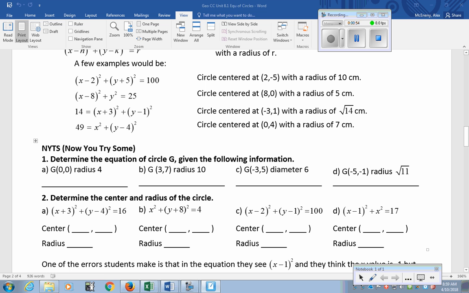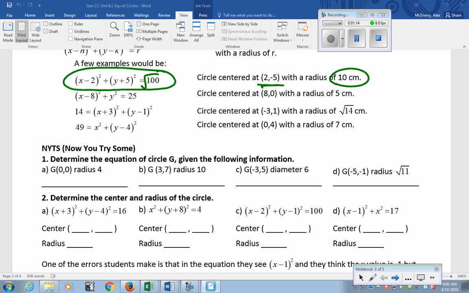For the first example here, you'll see that there's a relationship between the numbers next to x and y and where the circle is centered. So those signs are basically the opposite. And then for the last number, if you take the square root of that last number, that gives you the radius. So we're going to look at some examples and write out the equations and write the center and the radius out.